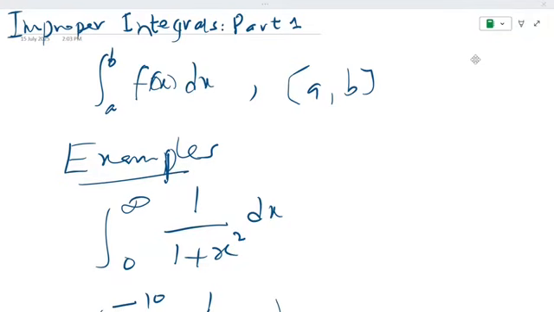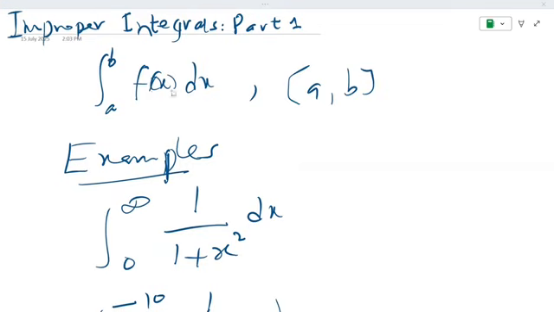Today we are treating the topic improper integrals, an important concept that we find under techniques of integration and other topics. This is the integral sign running from A to B. A is the lower endpoint, and B is the upper endpoint, or we can say A is the lower limit and B is the upper limit within the interval of integration.